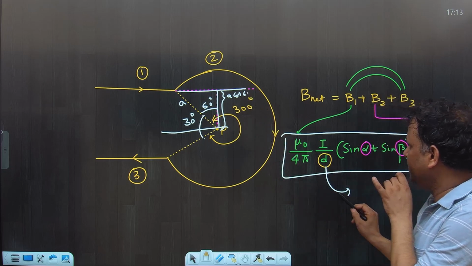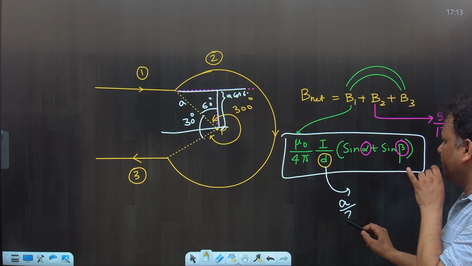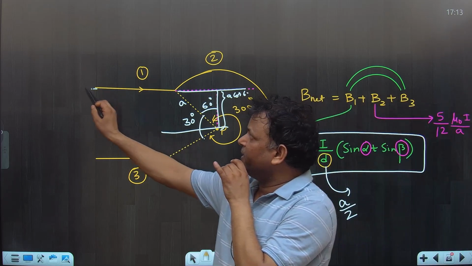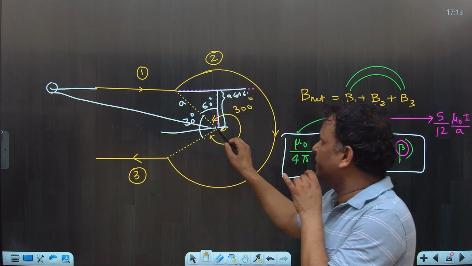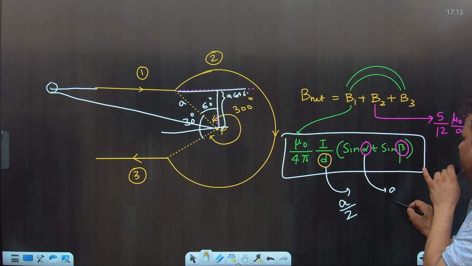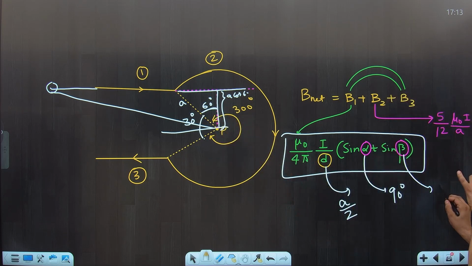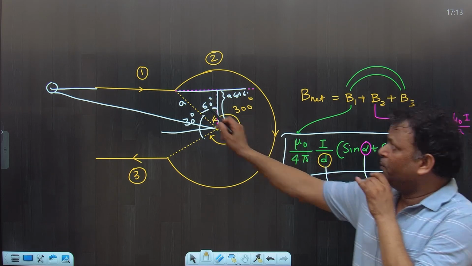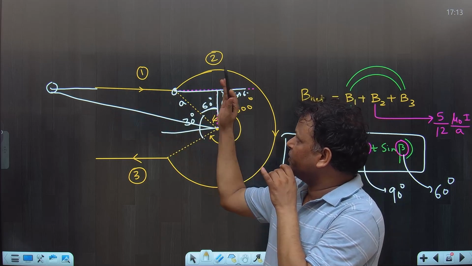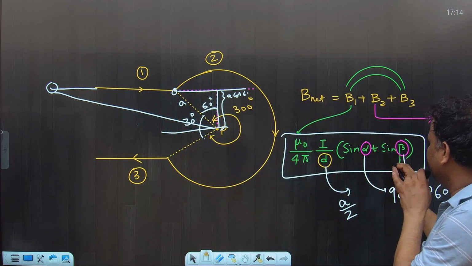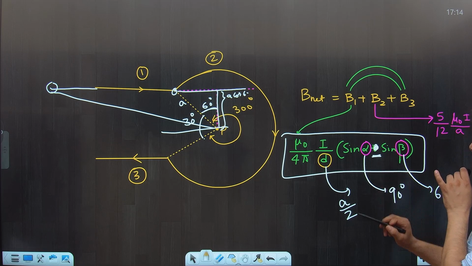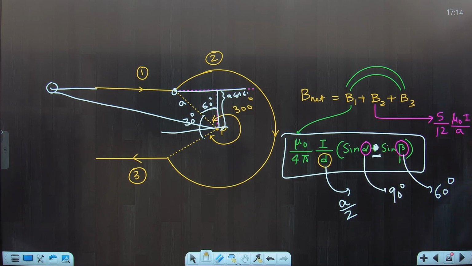So D will be A cos 60, that is A by 2. This end is making angle 90 degree here. So alpha will be 90 degree and this beta is 60 degree. But in this problem, both ends are on the same side of the perpendicular. So this beta will be negative here, right? And B1 and B3 are equal here, right? So just make it double.